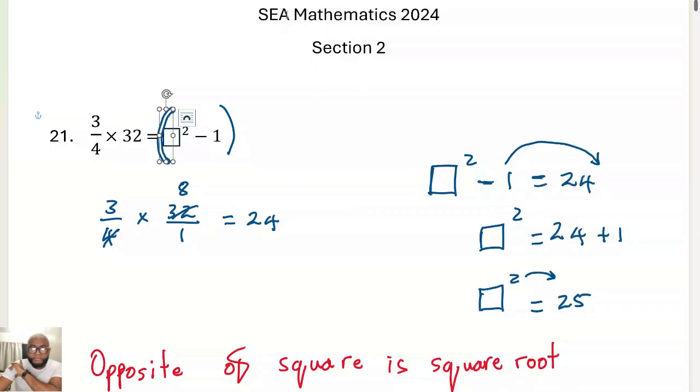So this here will be SE Mathematics 2024 Section 2. This is the PDF, right? So we're rolling through slowly. This is the only way I can post this as a video, so I'll be screen recording it, okay?